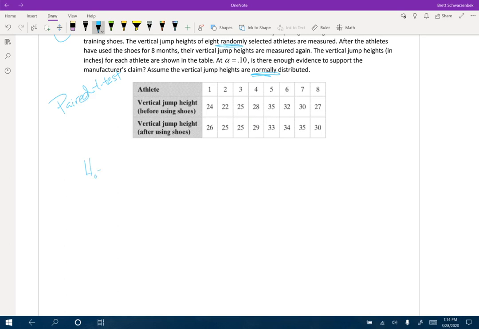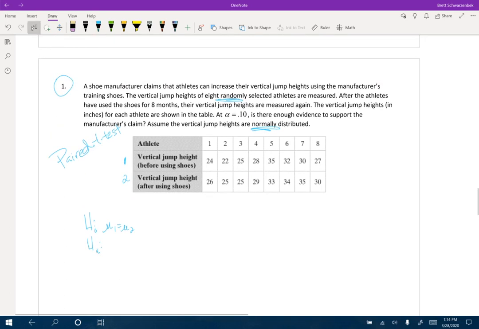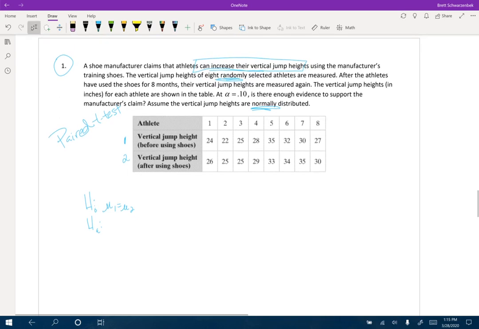So we always have mu1 is equal to mu2. So we're going to represent vertical jump heights before for 1, vertical jump heights after for 2. Alternative, again, be careful. So they're saying can increase. So the new shoe can increase the vertical jump heights. So they're saying that this one here should be higher, which means this one should be lower, which means we're thinking that mu1 should be lower than mu2.